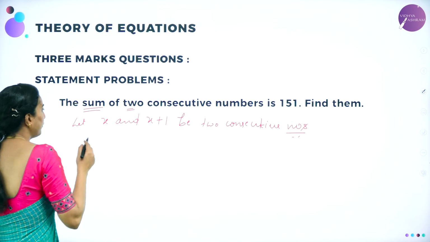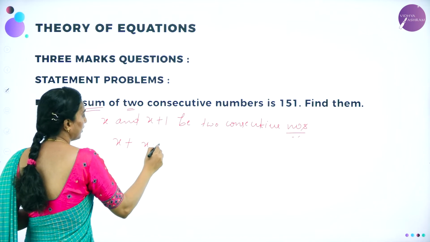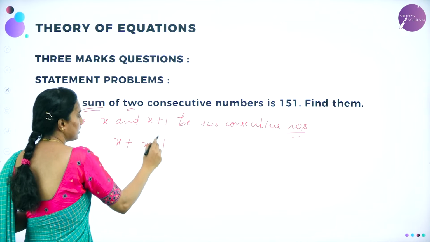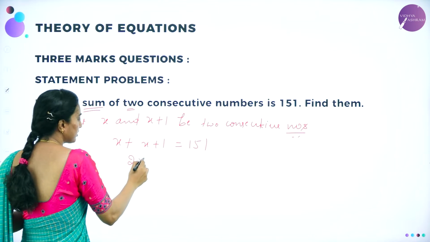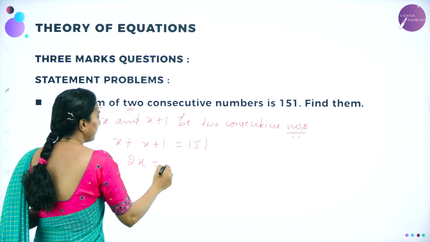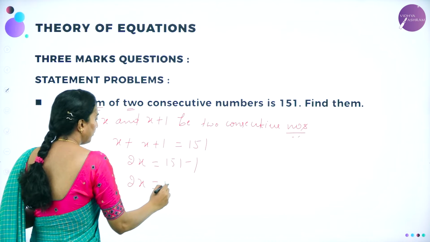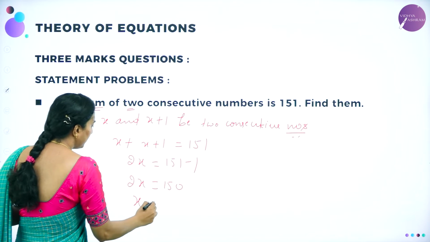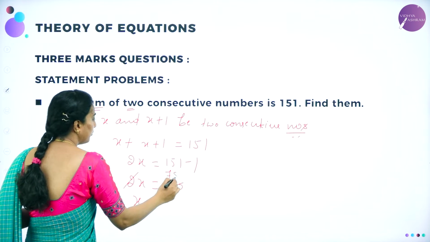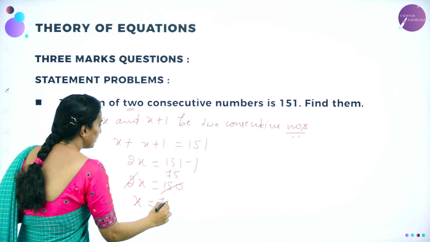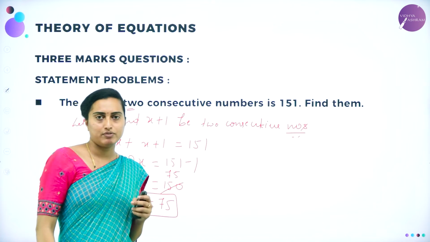So they have given the sum of them is nothing but 151. So x plus x plus 1 is equal to 151. Now you can add up: x plus x is 2x. Now plus 1 is there, shift to that side: 151 minus 1. So 2x is equal to 150. Otherwise x will be equal to, you can cancel, 2 7s are 14, 2 5s are 10. So x is equal to 75, or 150 by 2 is nothing but 75.